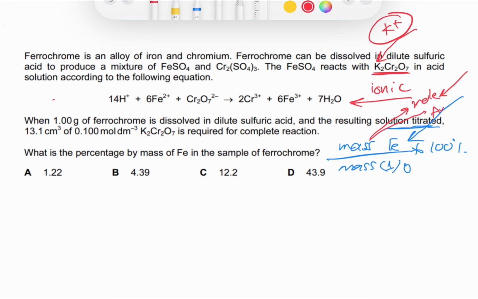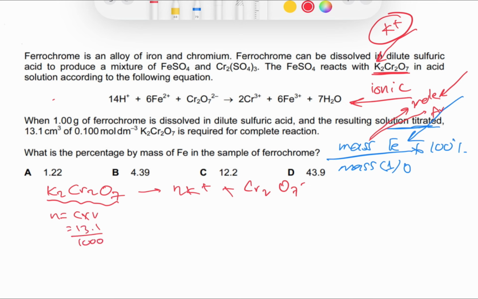Put in your mind, as we mentioned before in the equation, K2Cr2O7, once it's dissolved in water, gives you 2K positive and Cr2O7 negative 2. Since you can calculate the moles of this one, C equals n over V, we can say the moles are equal to C times V. So the moles are 13.1 over 1,000, changing to cubic decimeter, and then multiplied by 1. It's equal to 0.00131. And these are the same moles because they are 1-to-1. So the moles of dichromate in this case are equal to 0.00131.